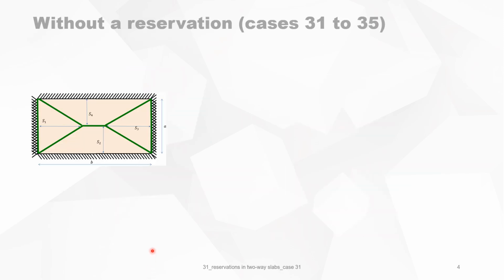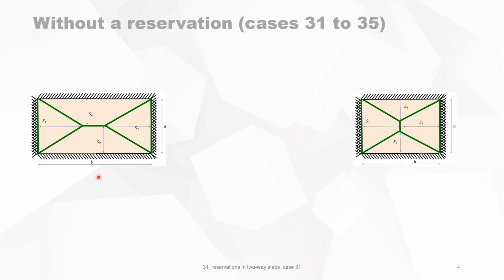We'll first look at the maximum bending moment of a slab, case 31 to 35, without a reservation in it. When we have a reservation, like it's shown here, with B over A bigger than square root of 3, then you will have a yield pattern in this formation. If the ratio B over A is smaller than square root of 3, then you will have a yield pattern like it is indicated here.